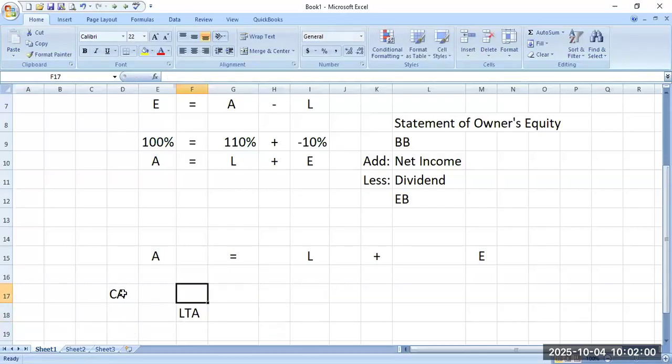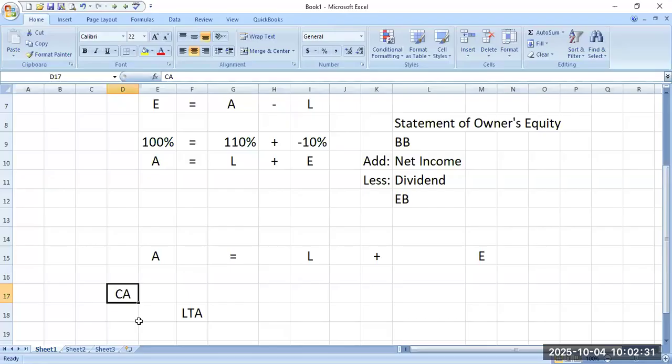Did you learn that? In the previous accounting course, did you talk about the current assets and the long-term assets? Yes, sir. So what's in the current assets then? Remember? Cash. What else?